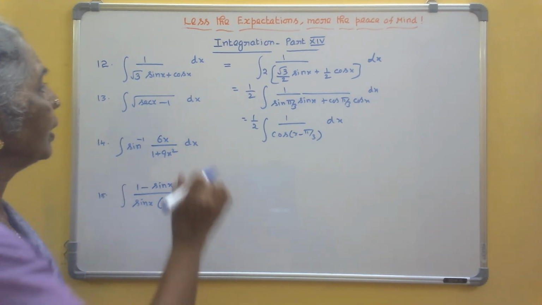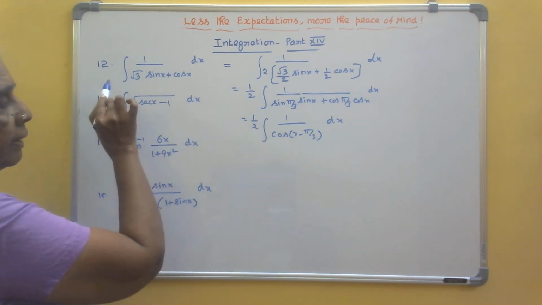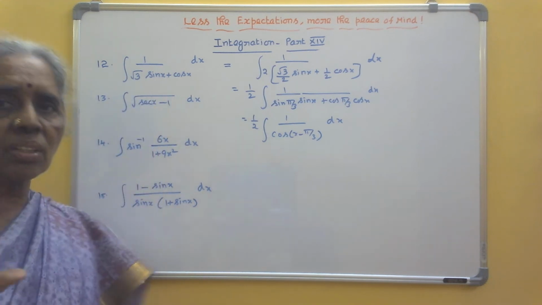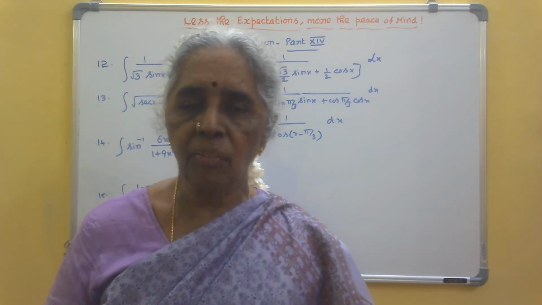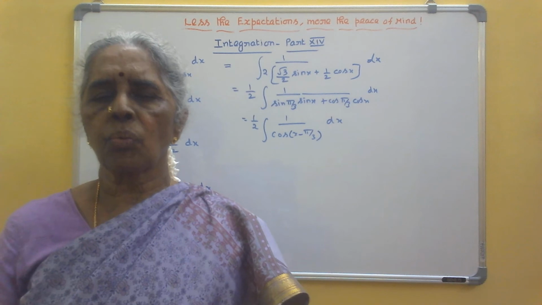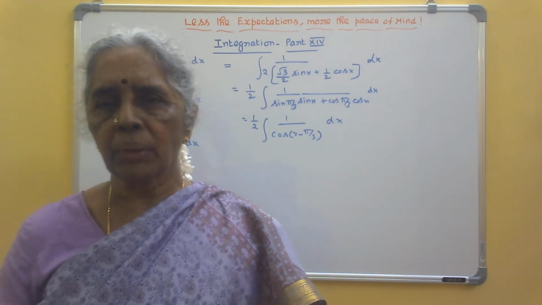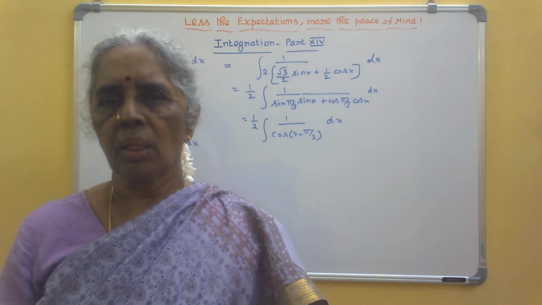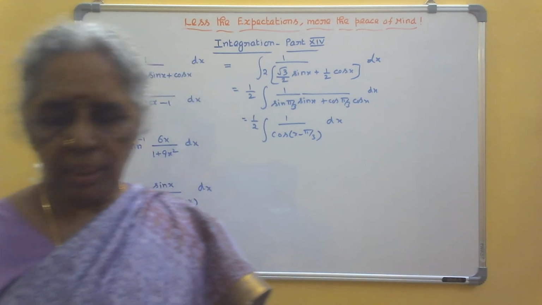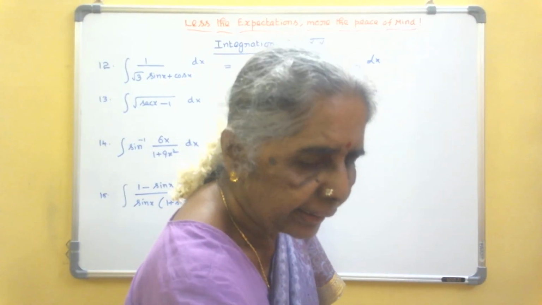So generally when you get root 3 like this, or sometimes just sin x plus cos x, then divide by root 2. So 1 by root 2, 1 by root 2, you can express it in terms of pi by 4. So this type of sums are some special sums. Then let us go to the next sum.